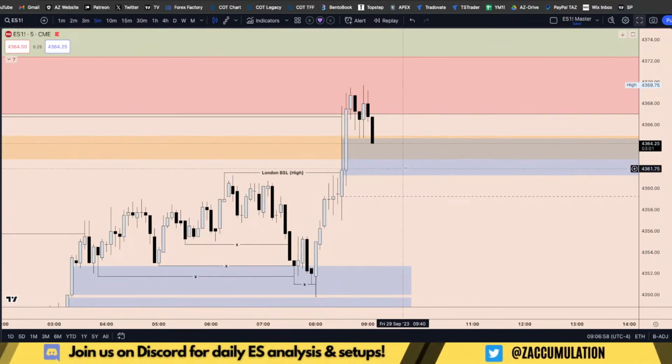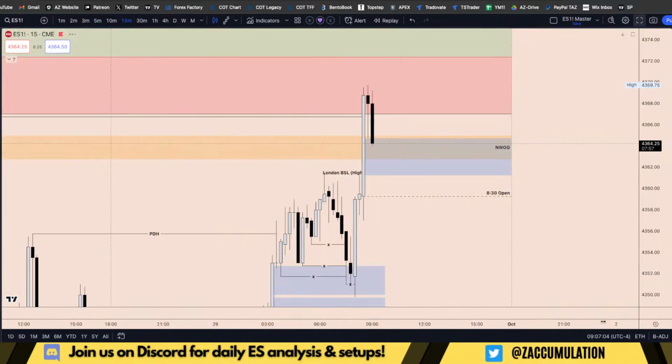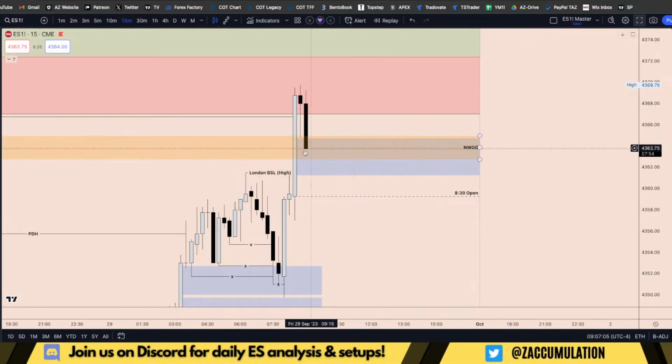Right, so we're already inside the new week opening gap now, paired with that 15-minute bullish fair value gap. So we want to see what price is doing inside of this area. I'm not going to blindly enter.